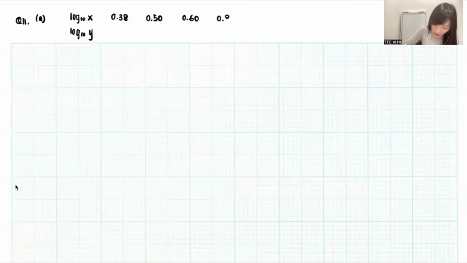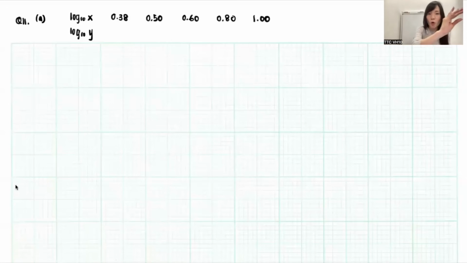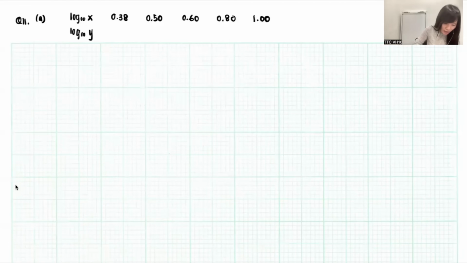Isn't it 0.80? Next one, log 10 of 10. I get 1, right? Don't write 1. You write 1, you won't get full marks. You must write 1.00. When all your friends write 2 decimal places, you must also write 2 decimal places. Next one, log 10 of 18.2. I'm getting 1.26. Next one, log 10 y.